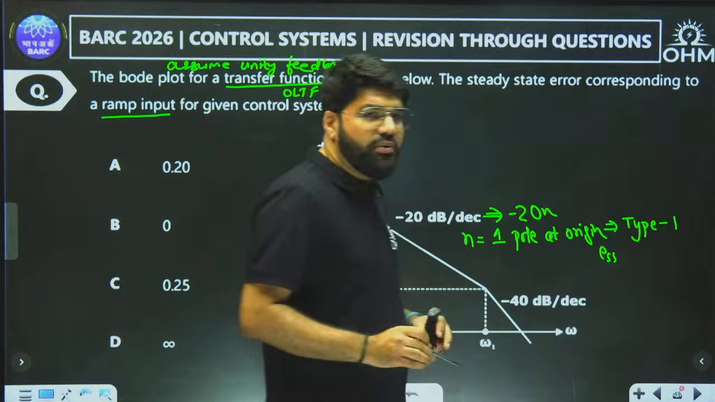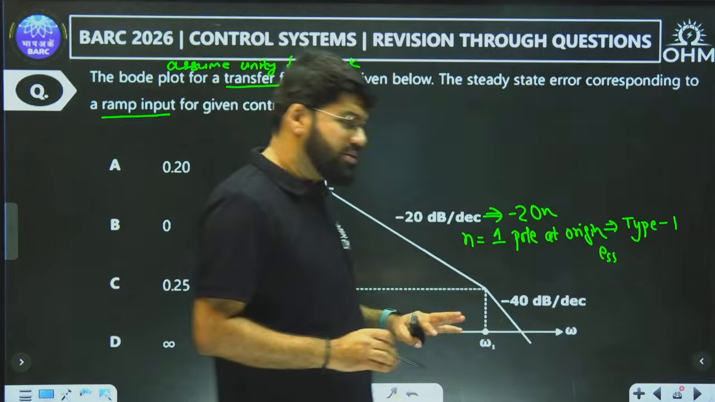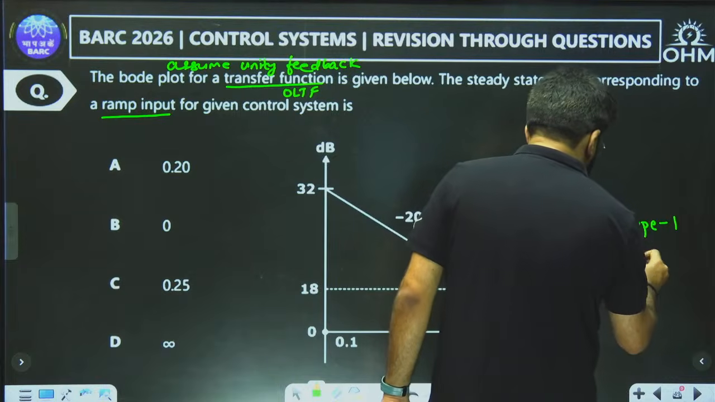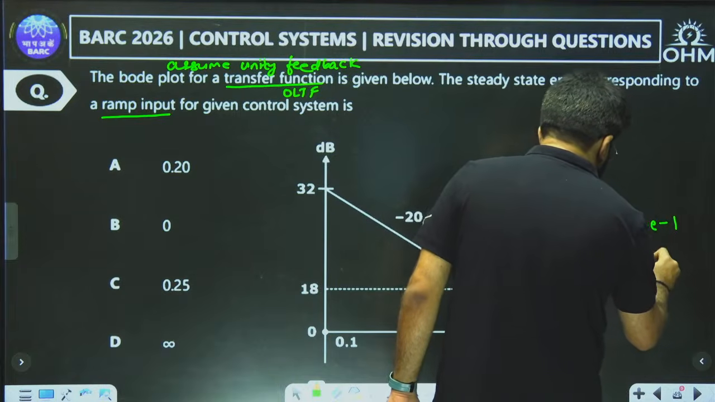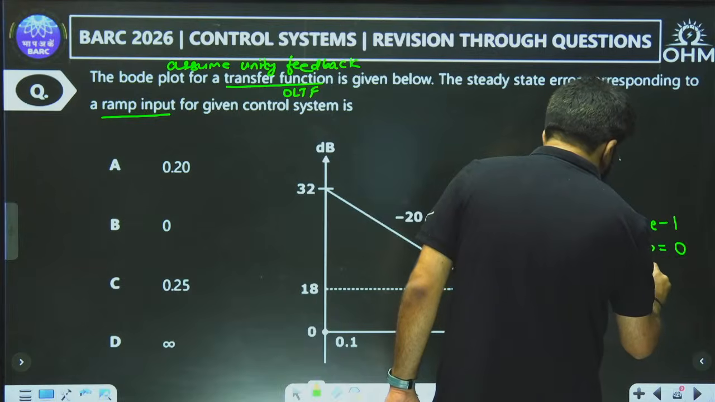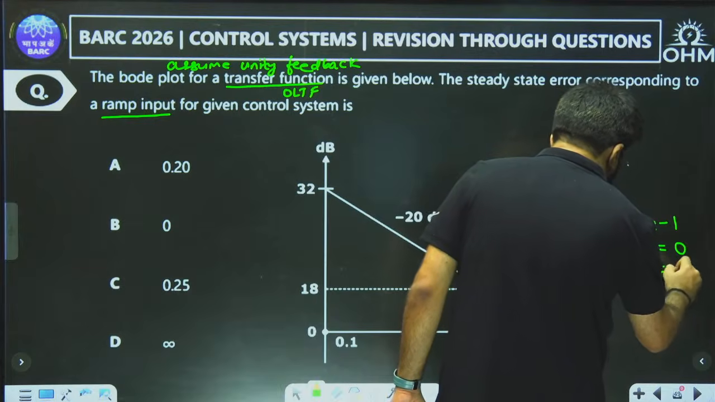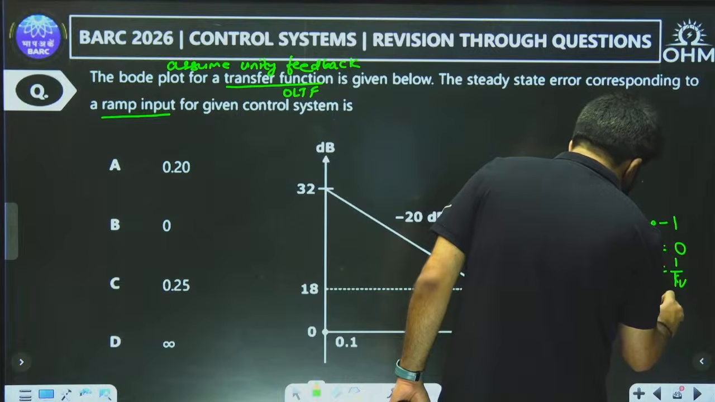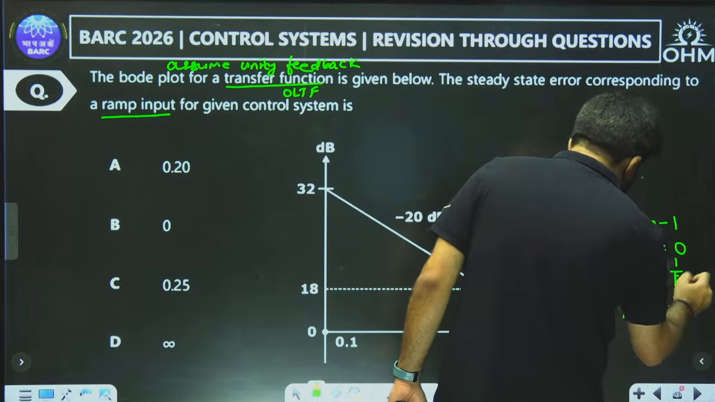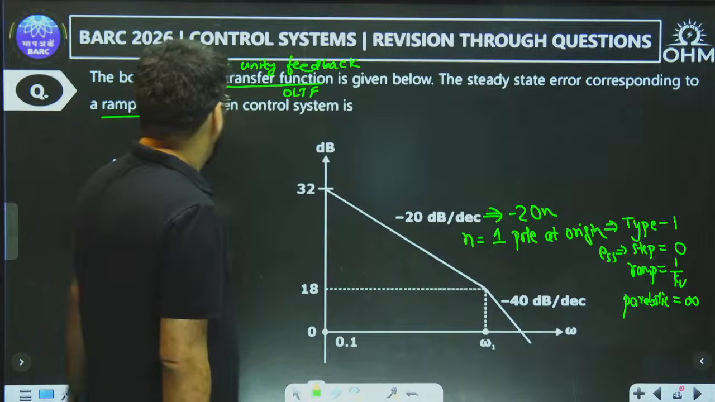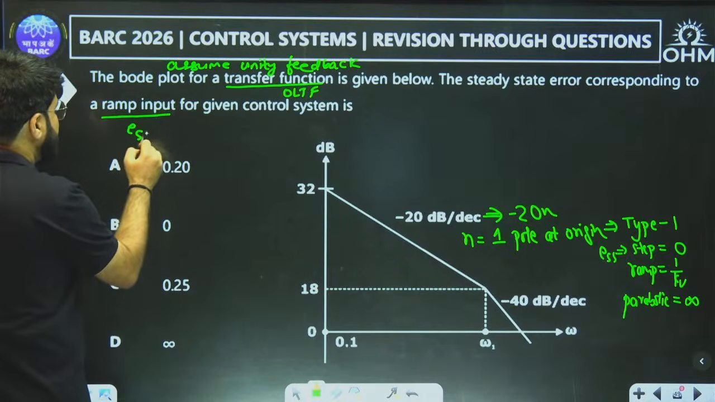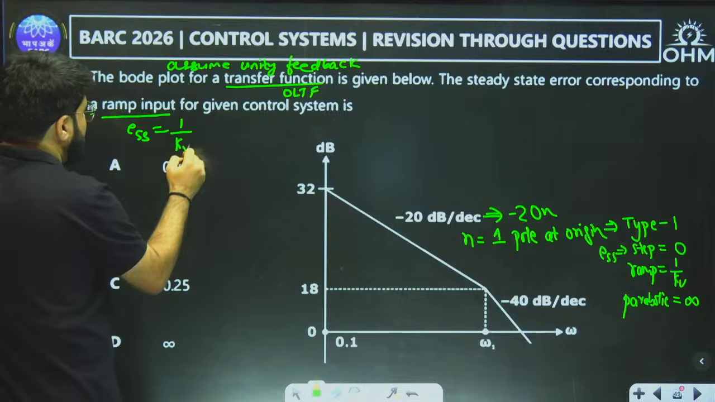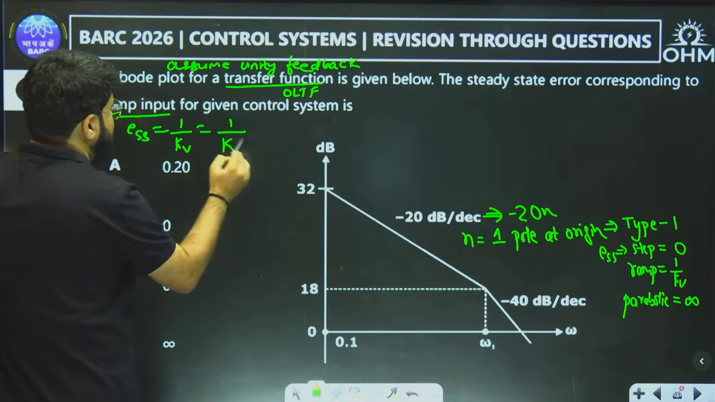For type 1, what is the error due to step? 0. For steady state error with step input it is 0, for ramp input 1 by Kv, and for parabolic input infinity. This is the data we need to know for a type 1 system. So the question is on ramp input, and the steady state error is given by 1 upon Kv. 1 upon Kv means 1 upon K.